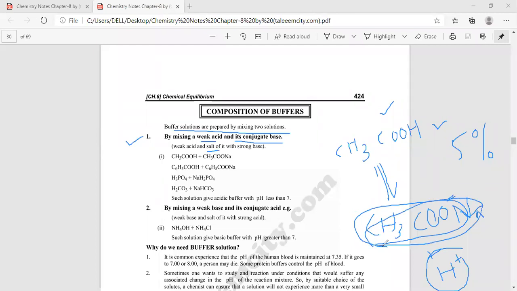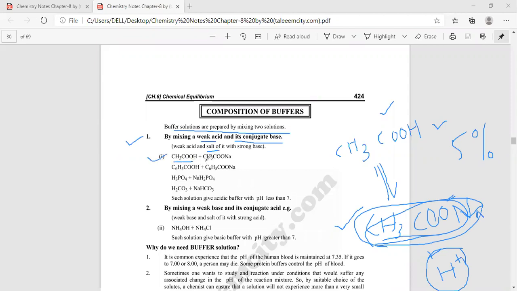So you have to take the weak acid and the salt of it with a strong base. This salt is the strong base. This acetate ion quickly accepts the proton if the proton is present in a medium. So in this way you can form the buffer solution. Here you can see some examples.